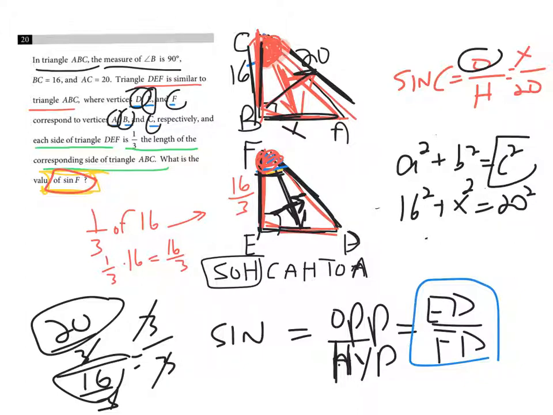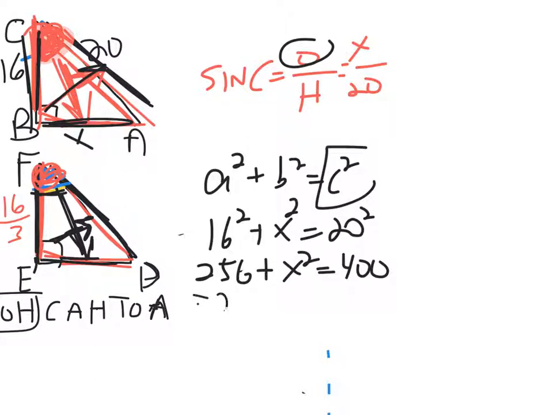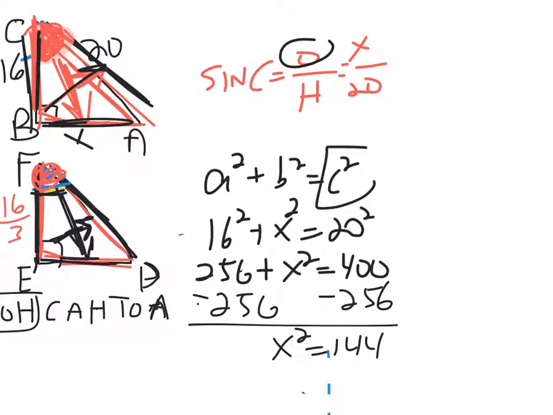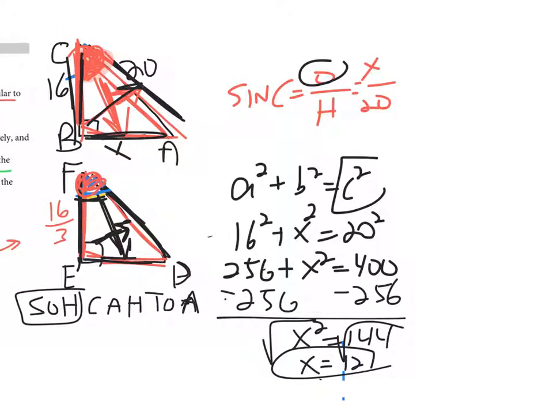So here I'm going to have 16 squared, which is 256, plus x squared equals 400. Here, if I subtract 256, I get x squared equals 144. So when I take the square root of both sides, I get x is equal to 12. So here I know that the x, the side opposite angle C, is going to be 12. So that's going to be 12 over 20, and that reduces to 3 over 5.